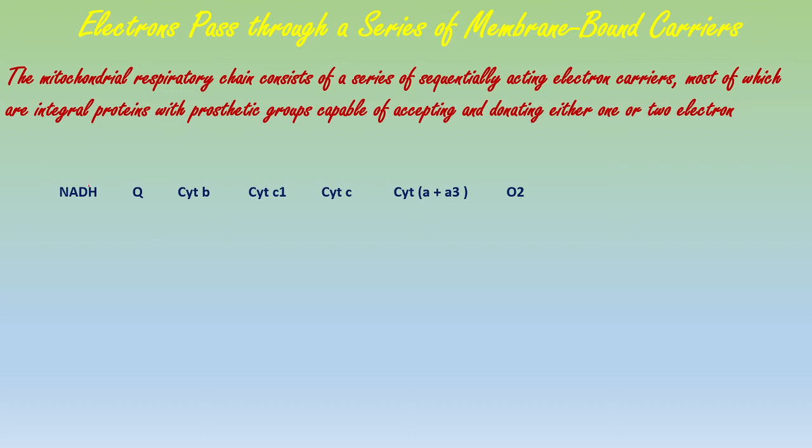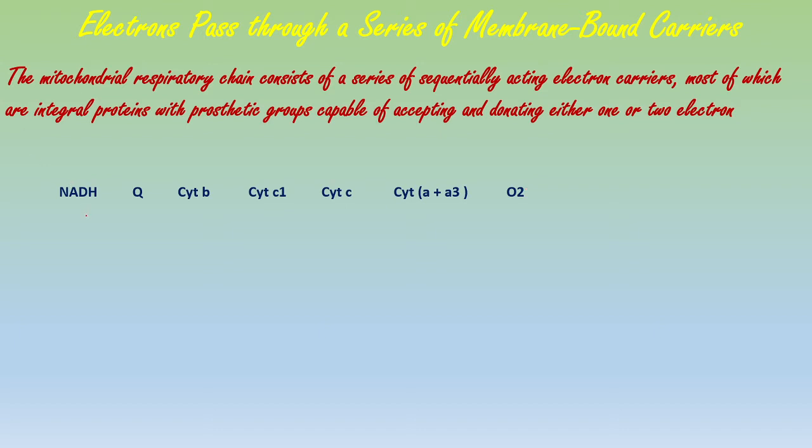The question arises why electrons are transported from NADH to oxygen. Because NADH has the highest redox potential in the negative, that is, it has -0.32 volt of electron potential, while oxygen has the highest positive redox potential, that is, +0.82 volt.